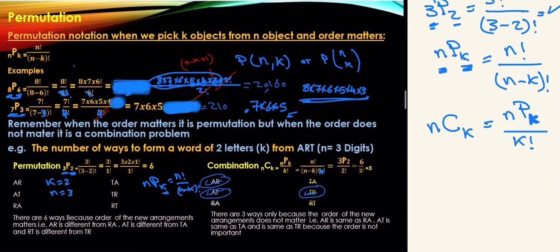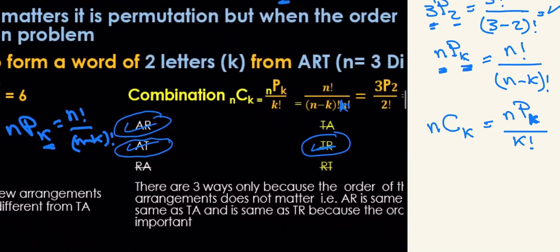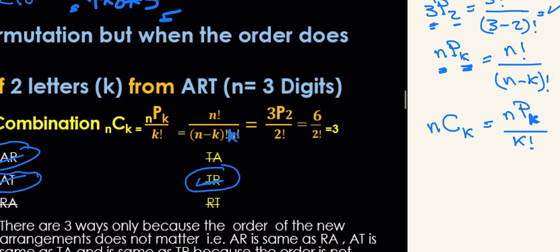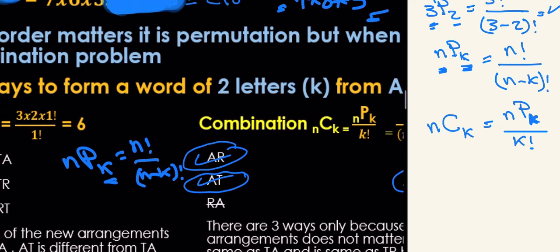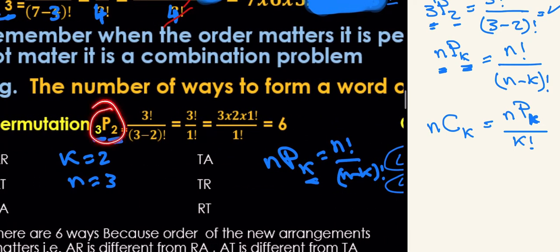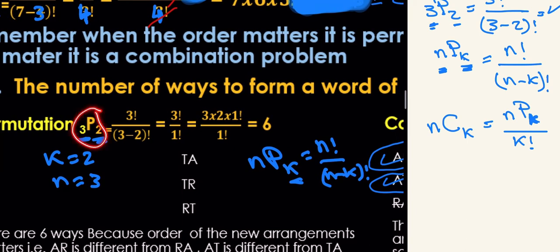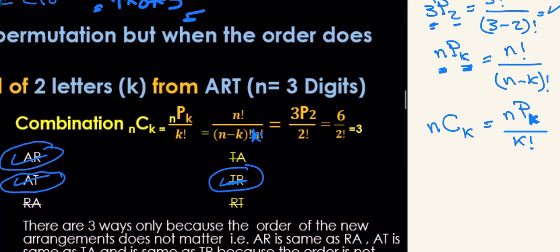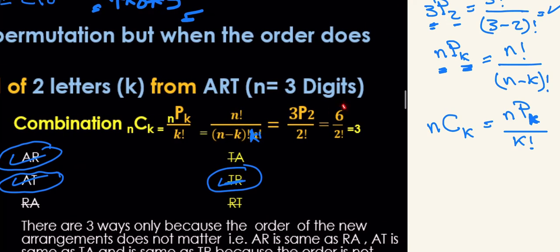Coming to this example, you remember the permutations was 6, the number of ways, and here we found it is only 3 because we cancelled the repeats. So nCk equals nPk divided by k factorial. We have already got nPk for 3 and 2, the same problem, and the answer was 6. So 6 divided by 2 factorial, which is k factorial. So the answer is 3.